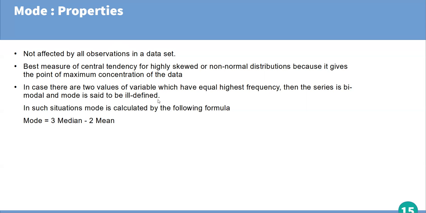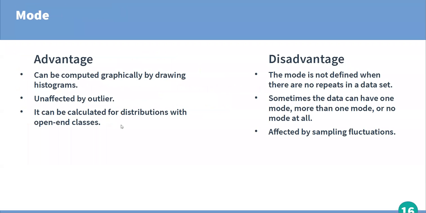In case of bimodal, that is two values having the same number of frequency, which is the highest in the data set, it is difficult to find the mode. In such a case, we can go for an empirical rule, which is mode is equal to 3 into median minus 2 into mean.